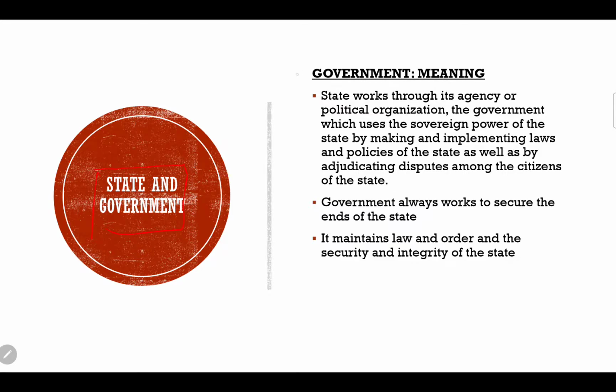So let's understand what is the meaning of government. Government means the state works through its agency. The state works through its agency or political organization, the government, which uses the sovereign power of the state by making and implementing laws and policies of the state, as well as adjudicating disputes among the citizens of the state. So this one is very simple, okay.